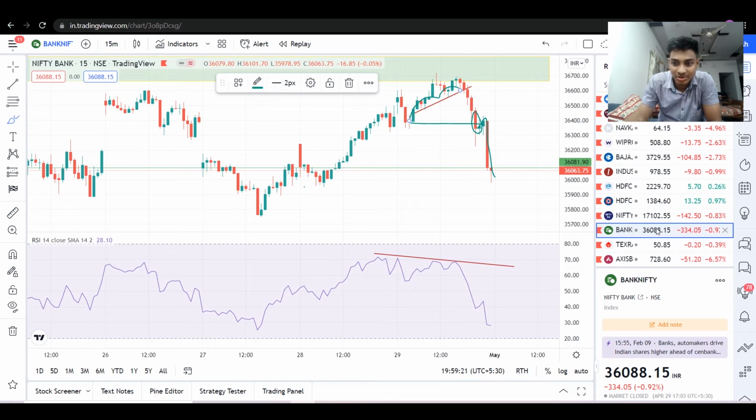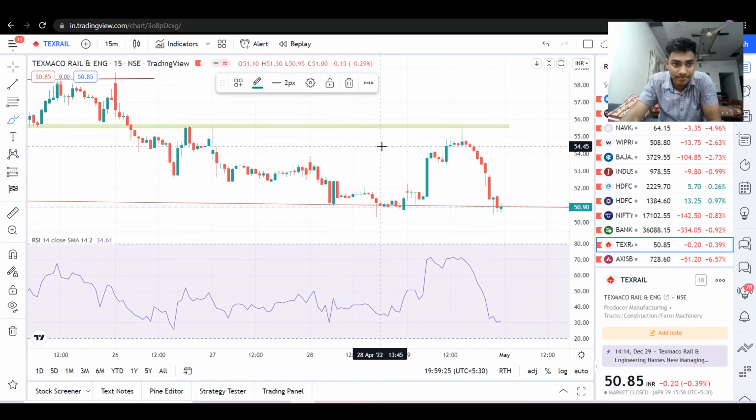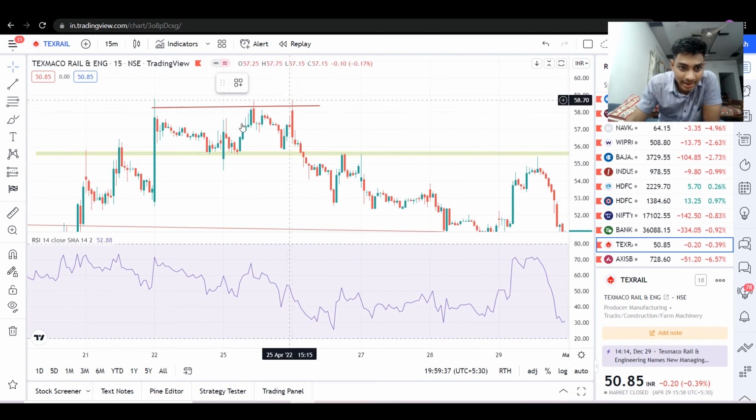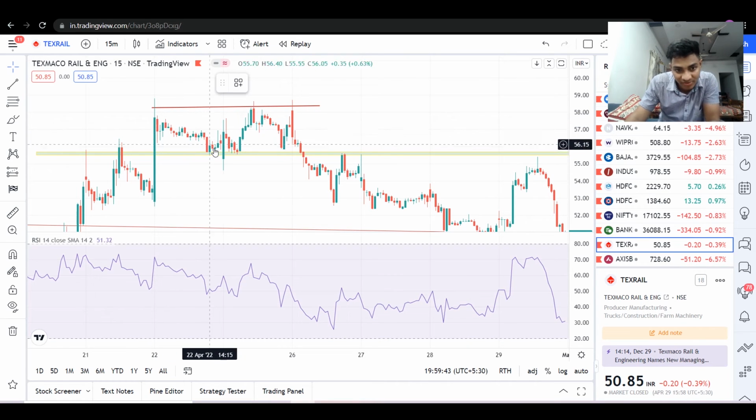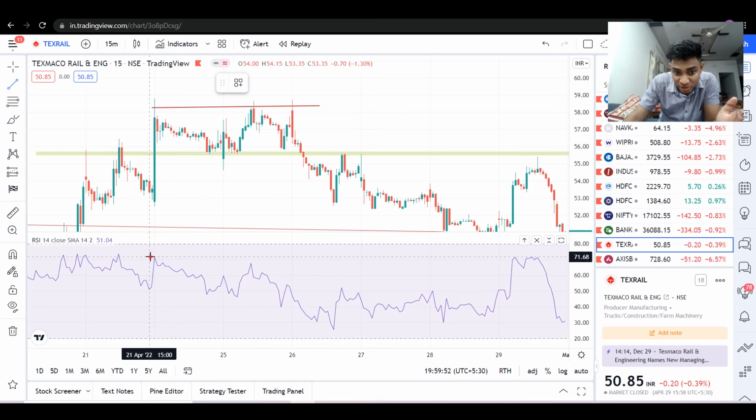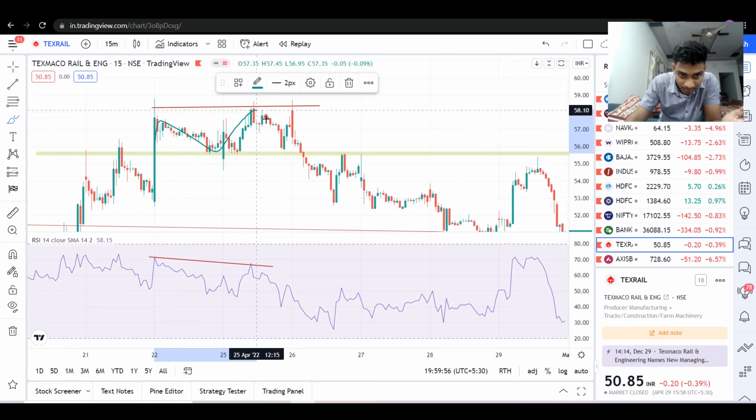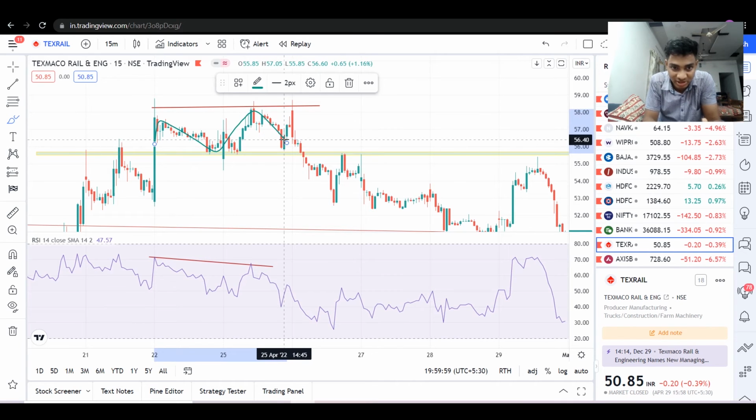Now going to the last example for bearish divergence, which is Tex Macro Rail. So in Tex Macro Rail, you can see that on 22nd April at 9:15 there was a bullish candle, and thereby the price started slowly falling. And next day, when the price came again near the previous day's high, that is around 58 rupees, you can see that the RSI value is actually dropping, which means the price is forming a kind of a double top. Okay, so double top is basically a bearish pattern. We short a double top when it breaks the neckline.